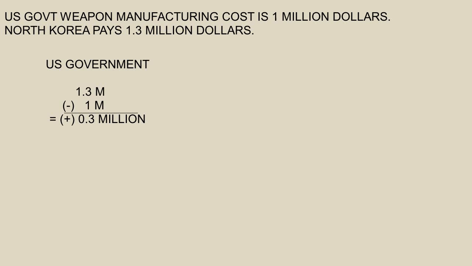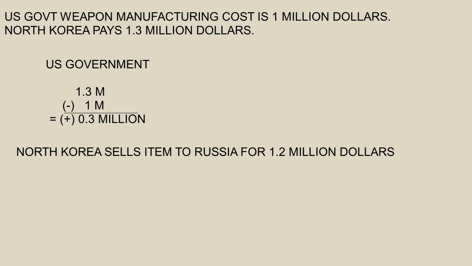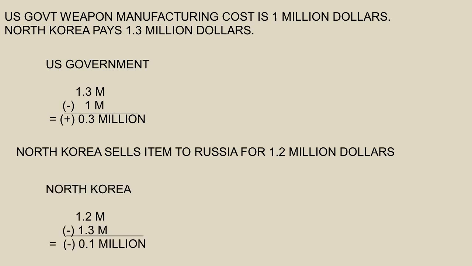Now, let's say North Korea finds the world too peaceful and it doesn't want to store all these weapons. So they planned on selling it to Russia. But Russia wasn't willing to pay more than $1.2 million. So North Korea sold it at a loss of $0.1 million. Now, how did we calculate this profit and loss?